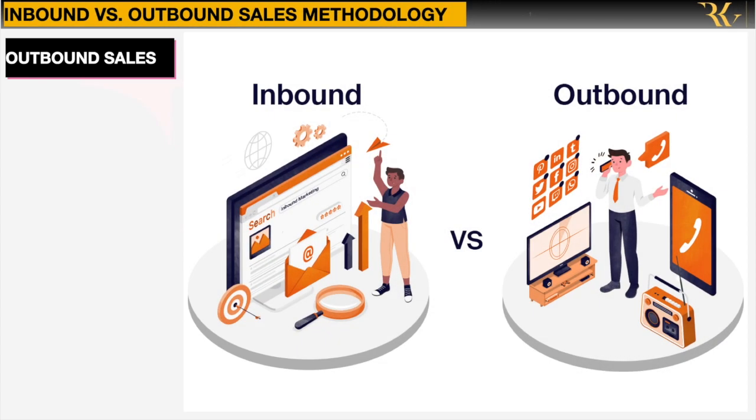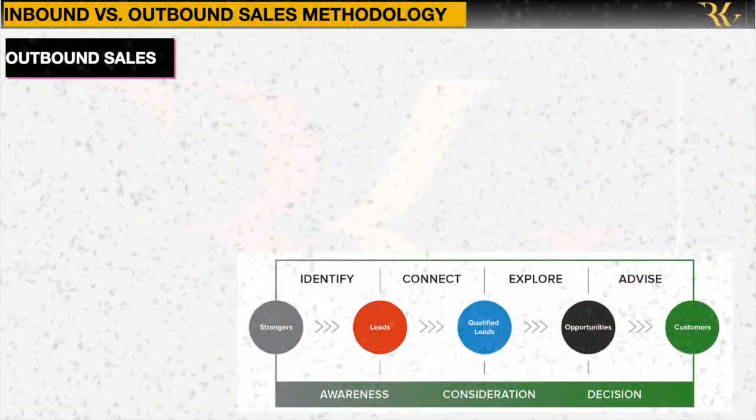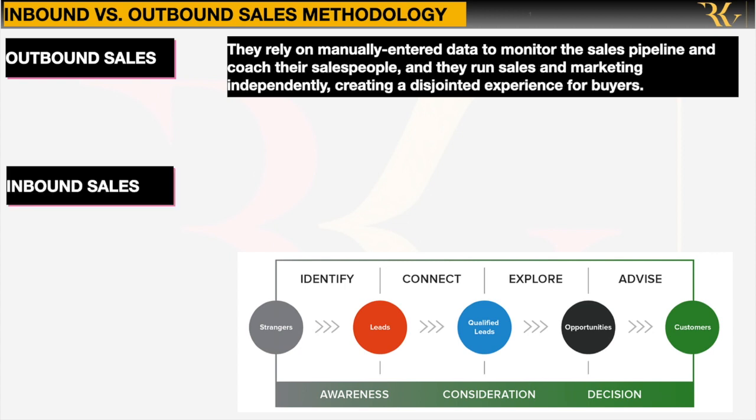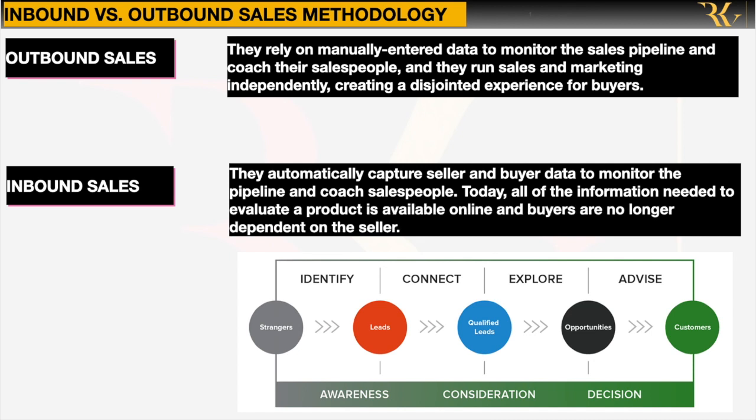Inbound versus outbound sales methodology. In addition to upselling and cross-selling, there are two important types of sales methodologies, inbound and outbound. In outbound sales, the legacy system of most sales teams, companies base their sales strategy on seller actions. They rely on manually entered data to monitor the sales pipeline and coach their salespeople, and they run sales and marketing independently, creating a disjointed experience for buyers. In inbound sales, the modern methodology for sales teams, companies base their sales process on buyer actions. They automatically capture seller and buyer data to monitor the pipeline and coach salespeople, and they align sales and marketing, creating a seamless experience for buyers.